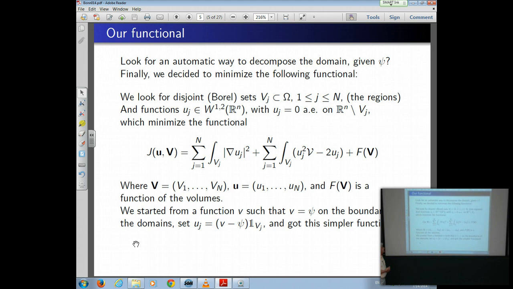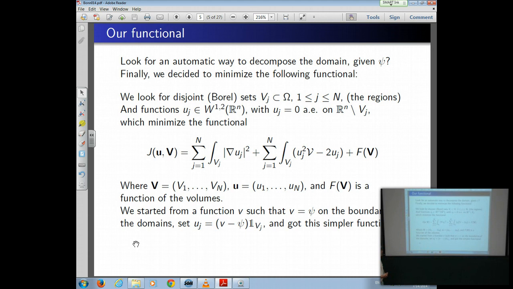So a function that has one derivative in L2 of the whole R^n. And the way I say it is localized into the domain is I say that it's equal to zero almost everywhere on the complement, okay? This is nice for me because I don't have to tell you that the domain V_j is regular so that I can give you this definition. But of course, I hope the domain V_j will automatically be regular at the end, okay? And then I minimize the functional.